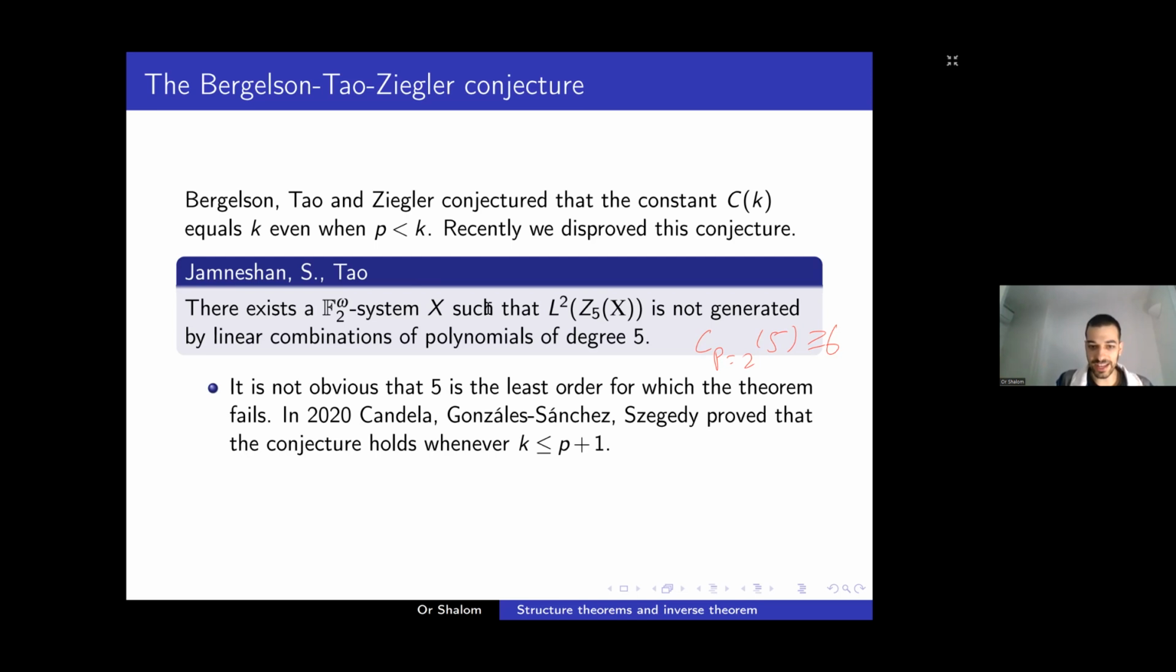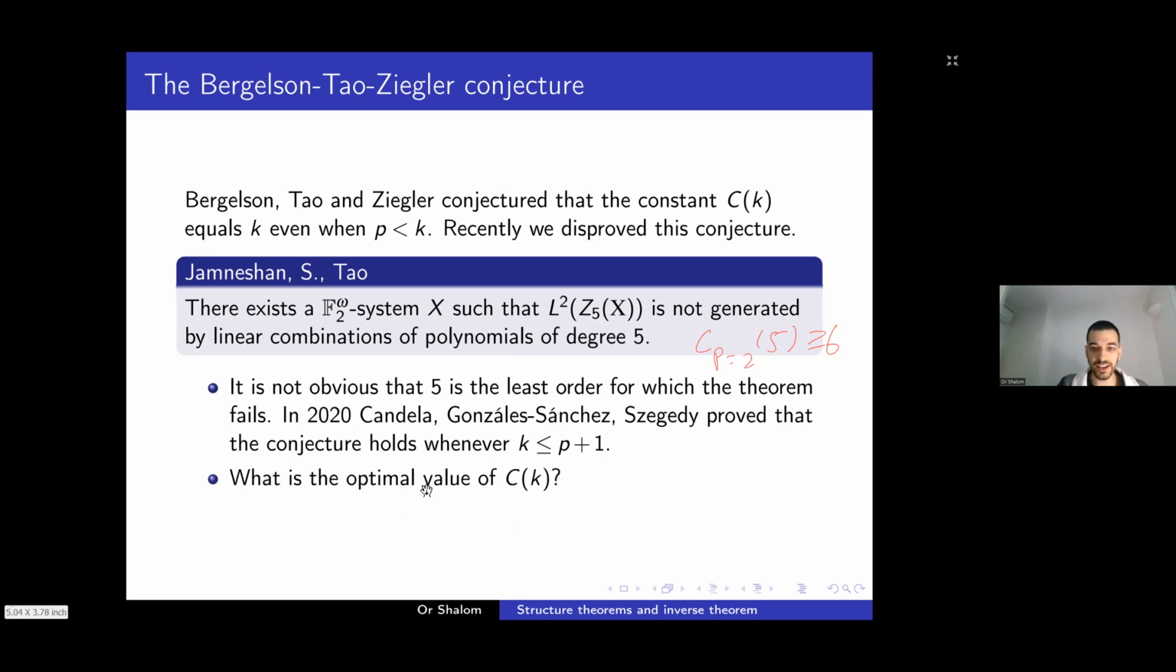Yes, I just want to say that this conjecture was assumed to be true, and many people tried to prove it, and some people even made some progress. So Candela, Gonzalez, Sanchez, and Szegedy actually showed that the high characteristic case works for 2 more cases. And according to their result, there is no counterexample up to Z3. And we proved that there is a counterexample in Z5, but we don't know what happens in Z4. So there could be a simpler counterexample.